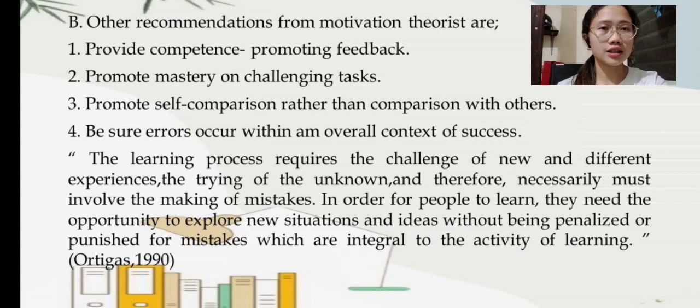In order for people to learn, they need the opportunity to explore new situations and ideas without being penalized or punished for mistakes which are integral to the activity of learning, which is by Ortigas 1990. So the process of learning helps in achieving the objectives of teaching. With learning, we expect a change in the behavior of the individuals. This change happens with the development of knowledge, insight, interest, skills, and attitudes.